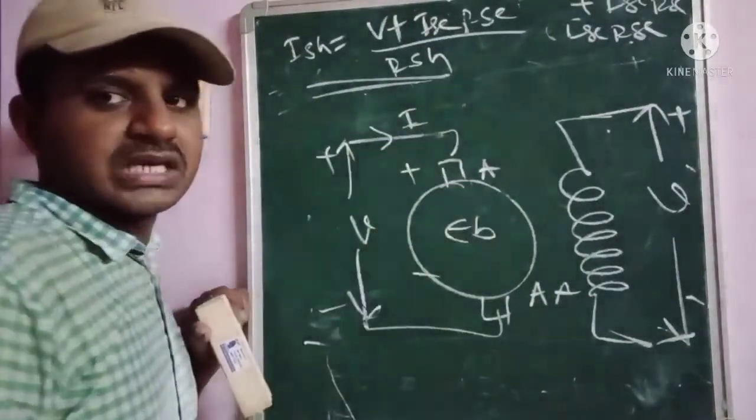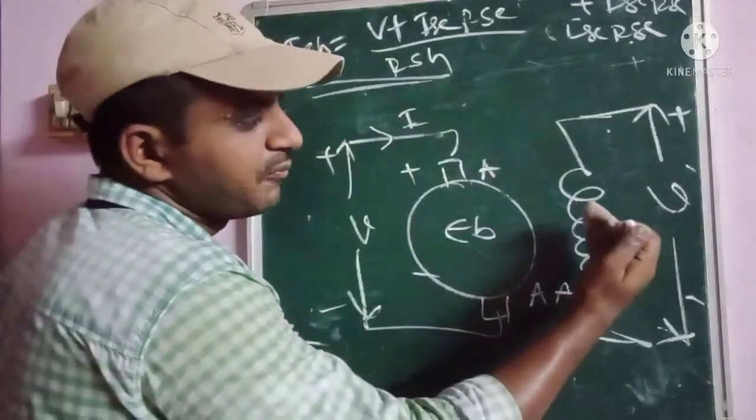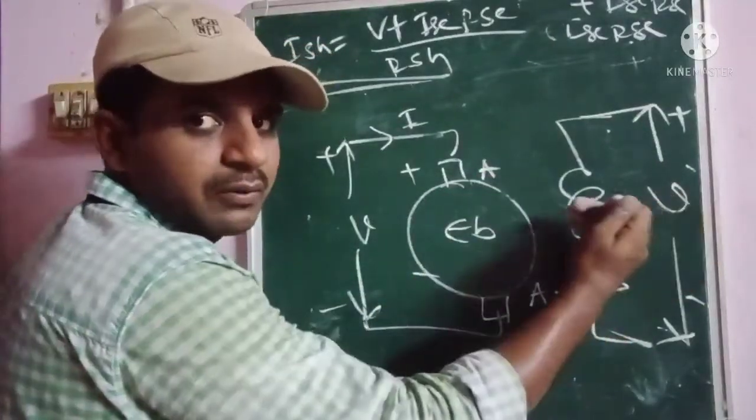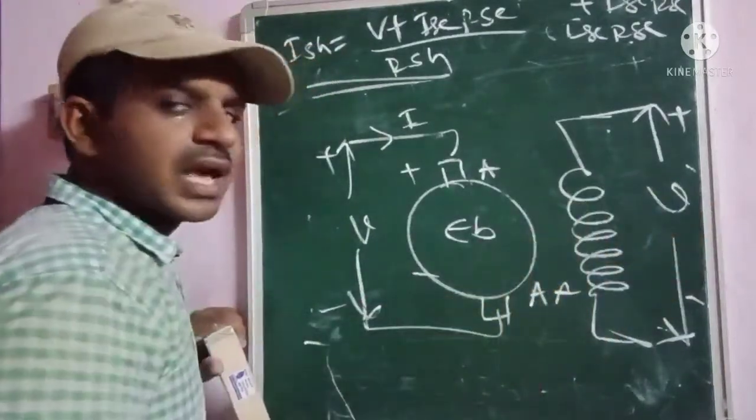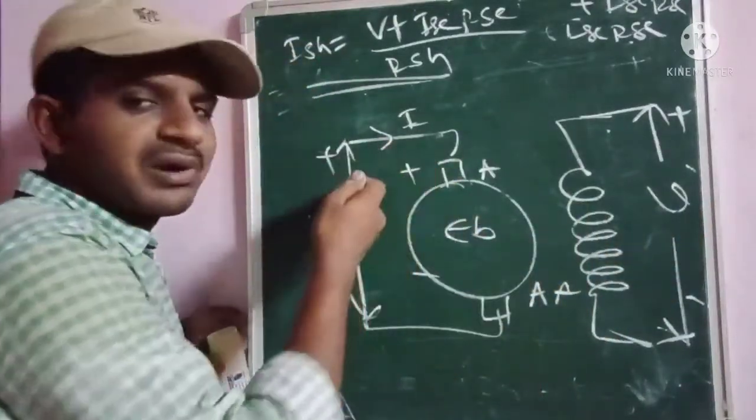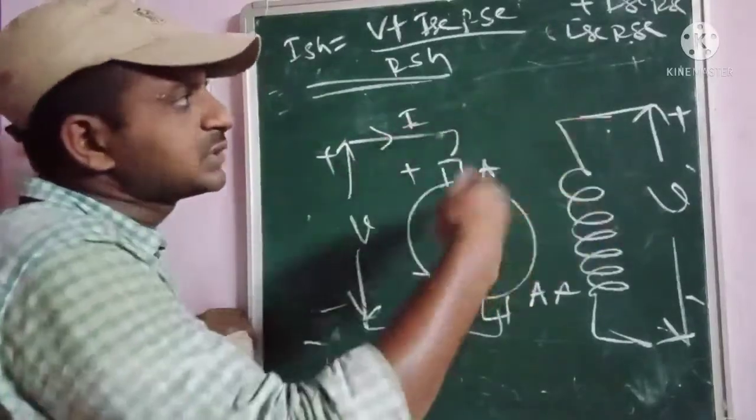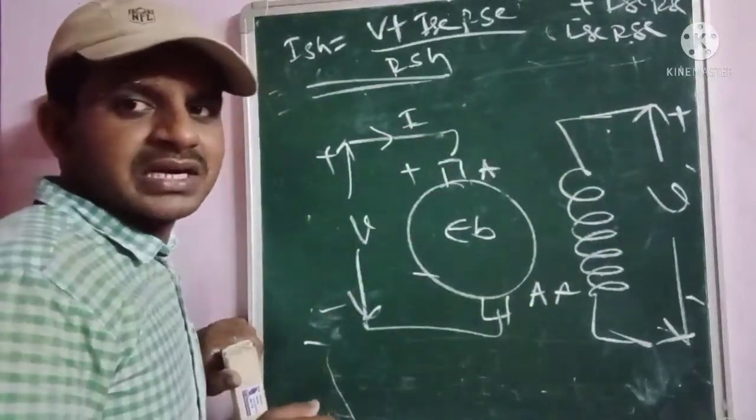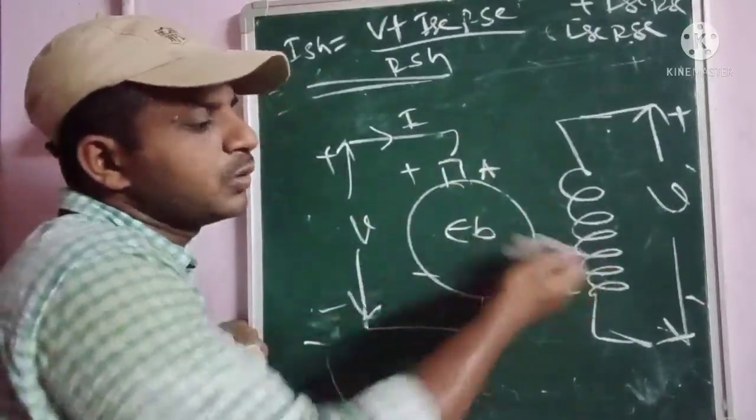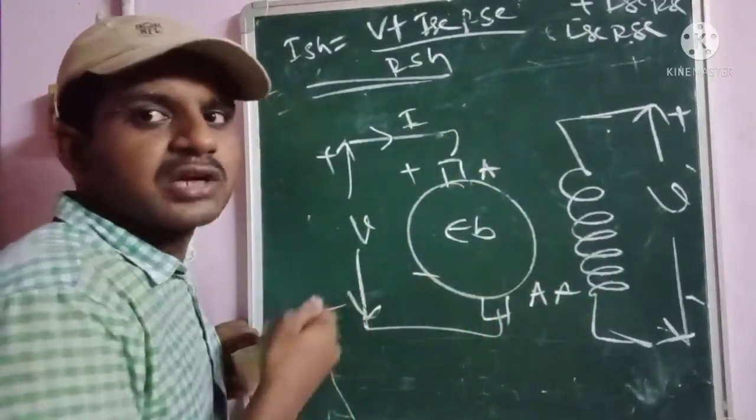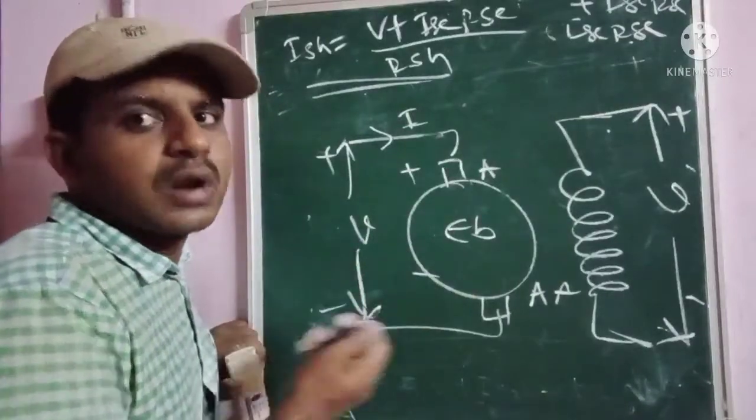For the field winding we give a separate supply voltage, and for the armature winding we give a separate voltage. That's why this is called a separately excited DC motor. Here the back EMF equation is not calculated. Why? Because both windings are isolated. That's why this is not suitable for different types of load applications.